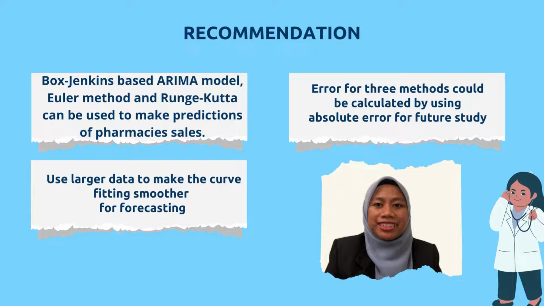The recommendation for the next study is that the Box-Jenkins based ARIMA model, Euler method and Runge-Kutta can be used to make predictions of pharmacy sales. Next, use larger data to make the curve fitting smoother for forecasting. And lastly, the error for the three methods could be calculated by using absolute error for future study.